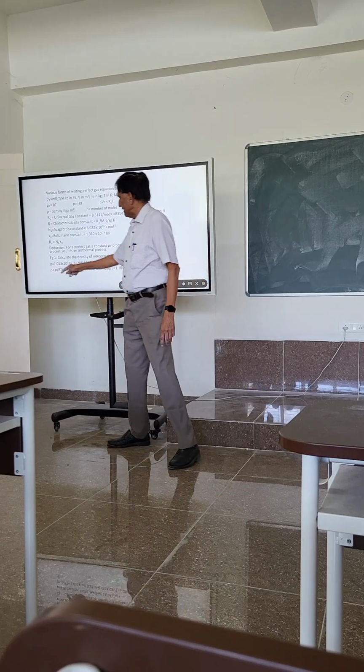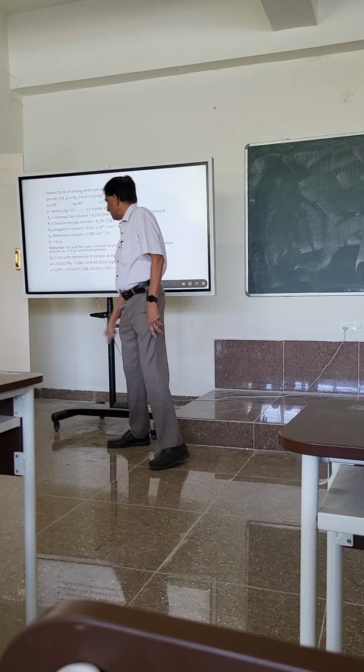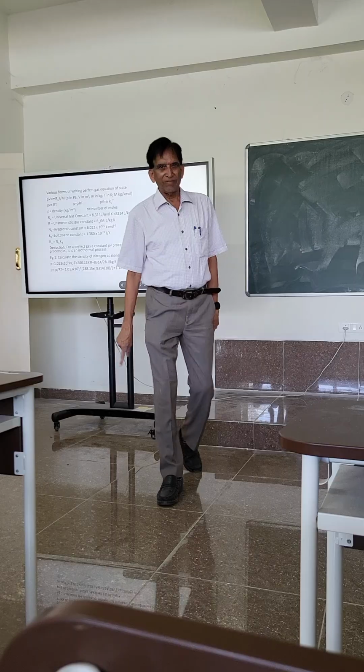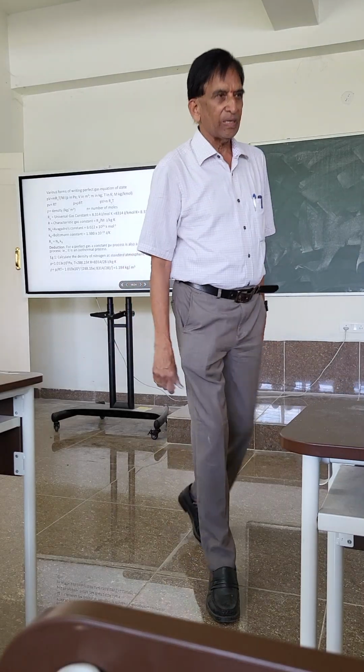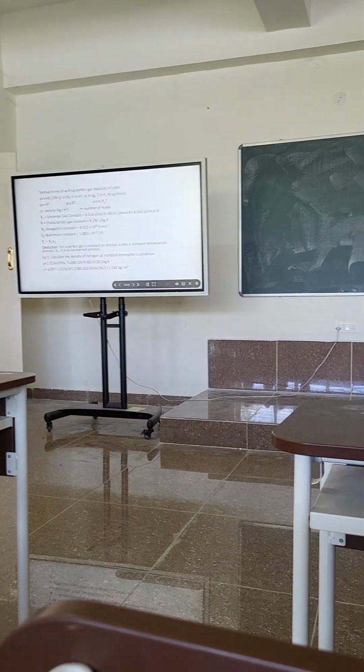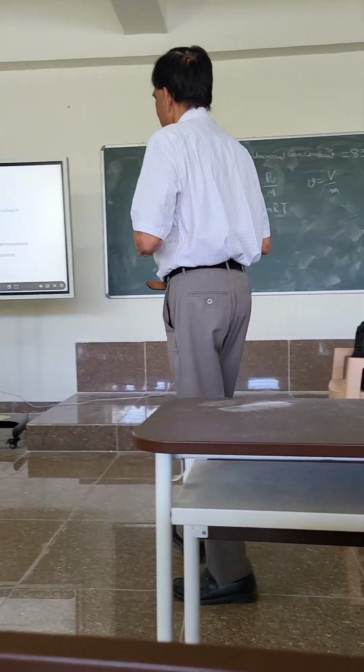The standard atmospheric condition is 1.013 times 10 to the power 5 Pascals. Standard atmospheric temperature all over the world is 15 degrees Celsius, which is actually 288.15 Kelvin, because we add 273.15 to 15 and you get 288.15.